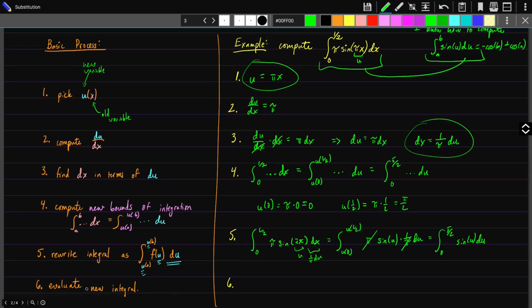So the last step of this process is to evaluate my new integral, and that gives me negative cosine of u evaluated at pi over 2 and at 0, which is negative cosine of pi over 2 minus negative cosine of 0, which is equal to minus 0 minus minus 1, so my final answer is 1.